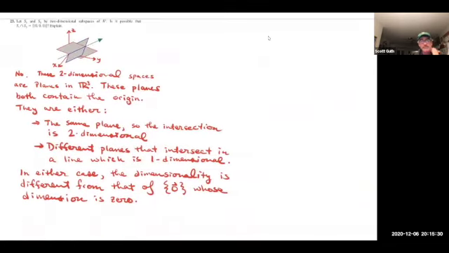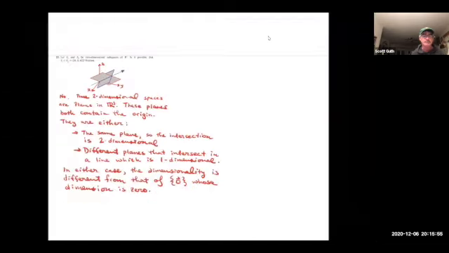I'll just leave that up for a second. So I said in either case, the dimensionality of the intersection is different from that of the zero vector, which has dimension 0. Okay, again, the intersection is either two-dimensional when it's the same plane or one-dimensional when they're different planes. Okay. Next.